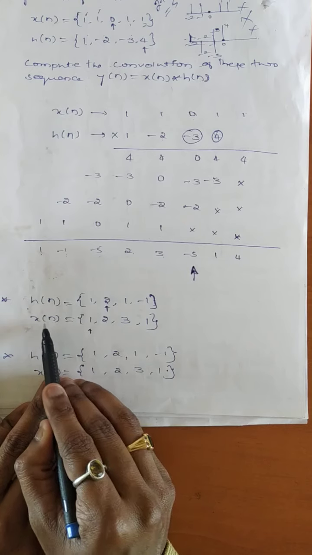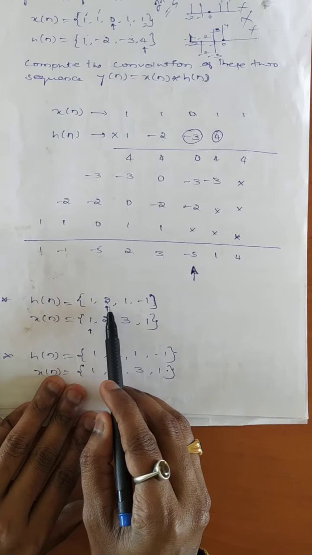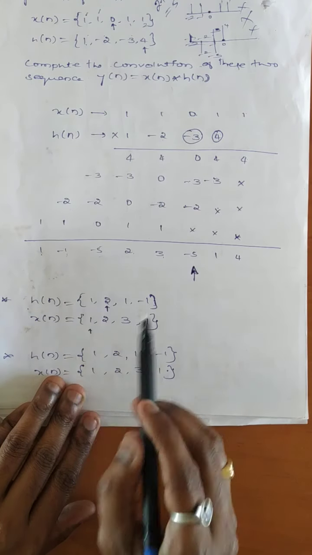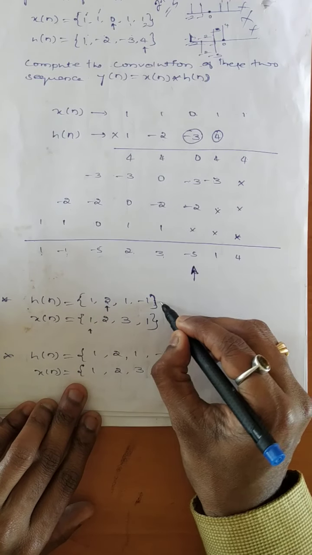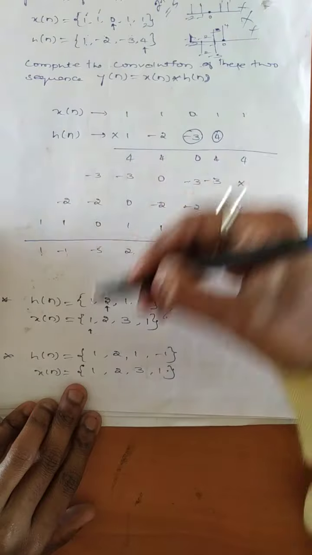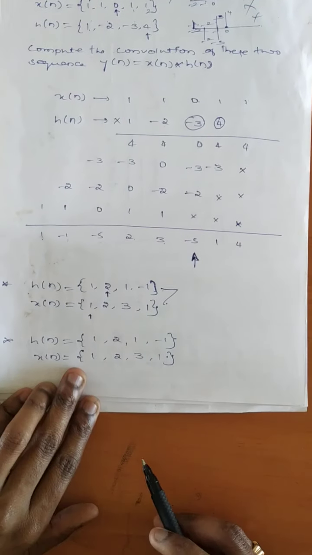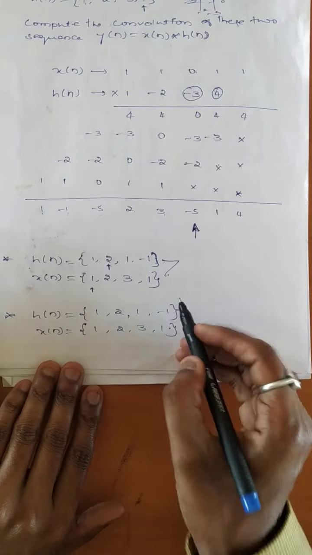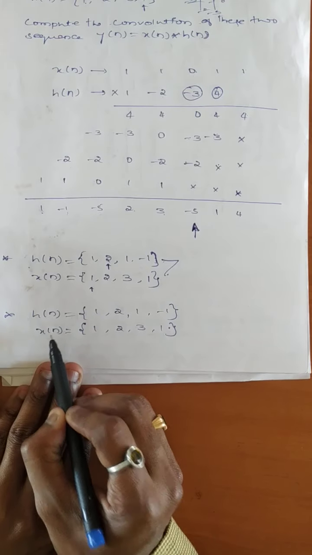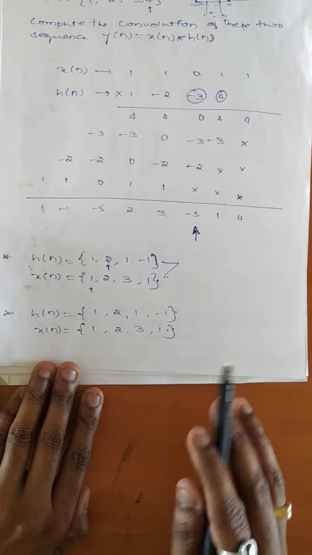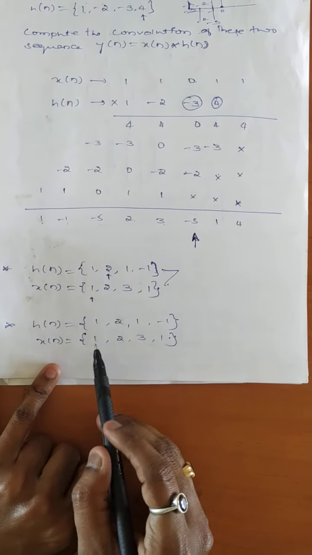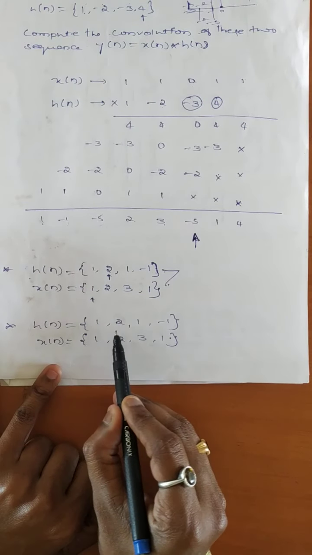So h of n and x of n, the result is 1, minus 2, 1, 2, 1, minus 1. You can practice this sample; it is similar to the earlier one. And the next question is h of n and x of n equal to 1, 2, 1, minus 1, and 1, 2, 3, 1. So in this case, the difference is they have not mentioned any arrow mark.